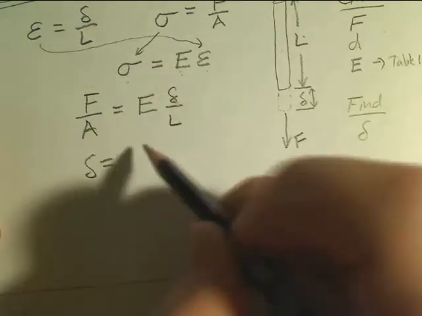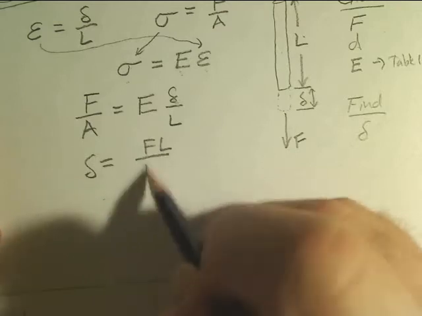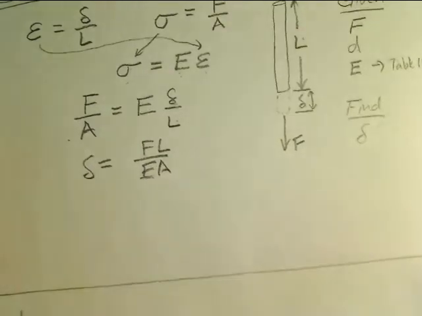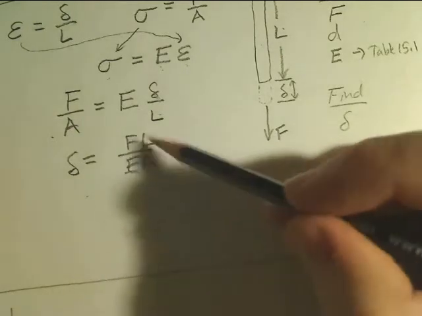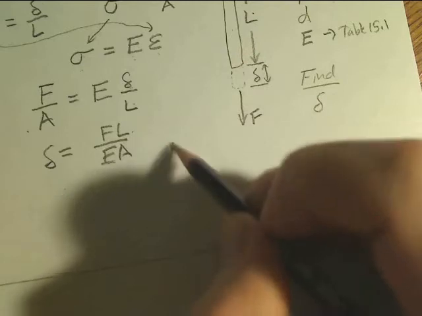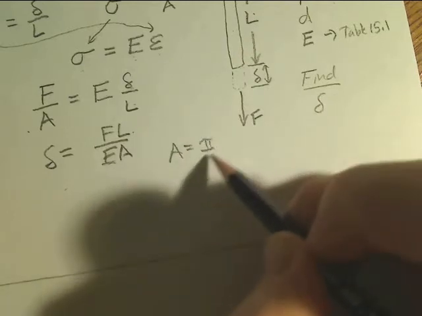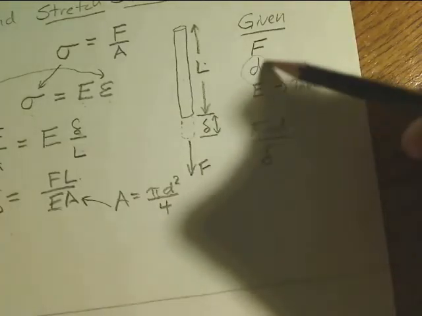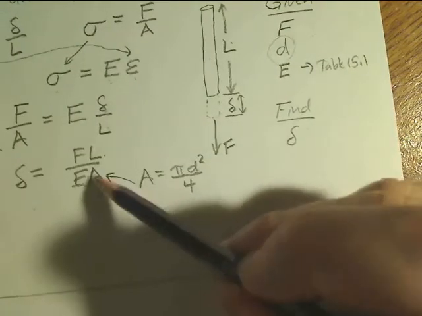Alright, so looking for delta is equal to FL over EA. Pulling this over there and that over there. Okay, so you know what F is, you know what L is. Recall that area is the cross-sectional area. Area is equal to pi d squared over 4. So the diameter would be something that would go here. That would help you find the area.